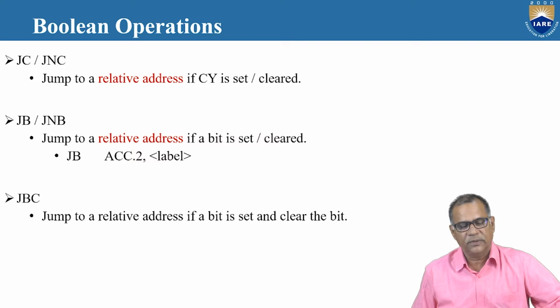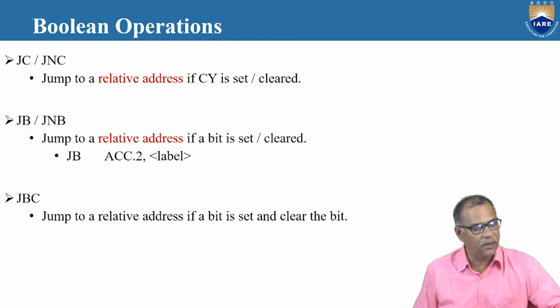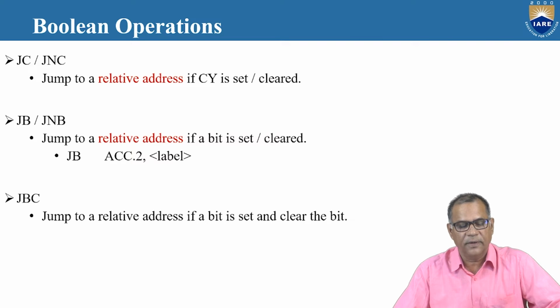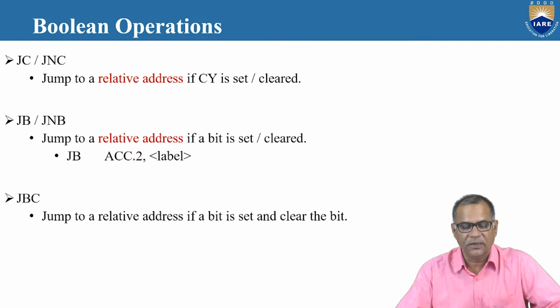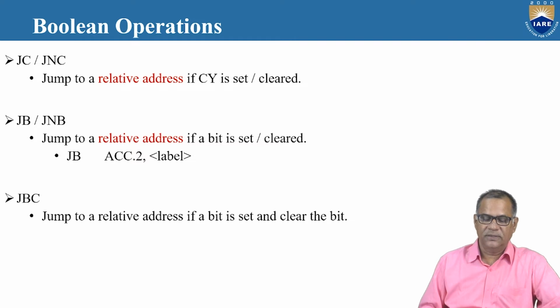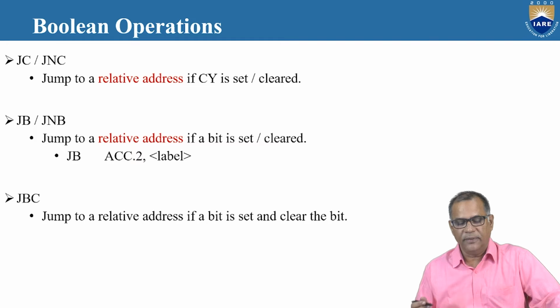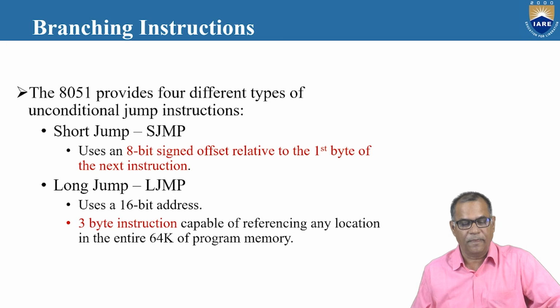So the next Boolean operations are used along with the conditional jumps, jump carry or jump no carry. So jump to your relative address if the carry flag is set or cleared. Similarly, jump bit, jump no bit: jump to your relative address if the bit is set or cleared. And JBC, jump to your relative address if a bit is set, and clear the bit.